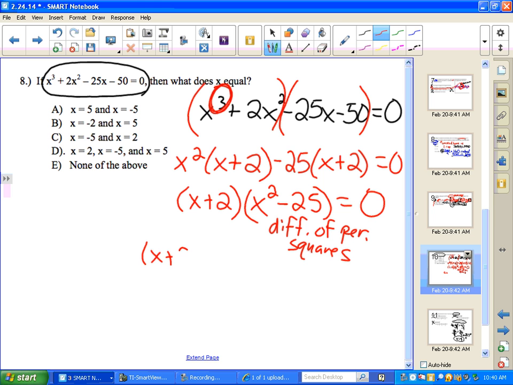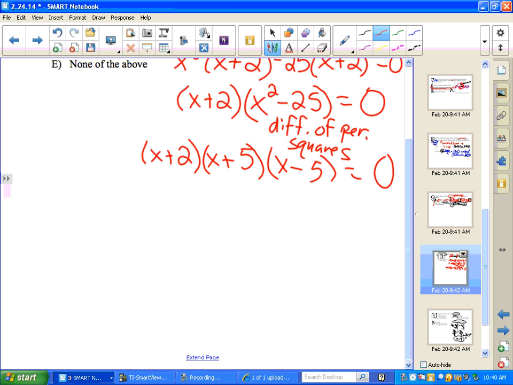Hopefully you guys are ahead of me and realized that this is difference of perfect squares. The x plus 2 we can rewrite. The x squared minus 25, you're going to square root each term. You're going to have 1 plus, 1 minus. The square root of x squared is x, so write that twice. The square root of 25 is 5, so write that twice. Now you can set each of them equal to 0 and solve.